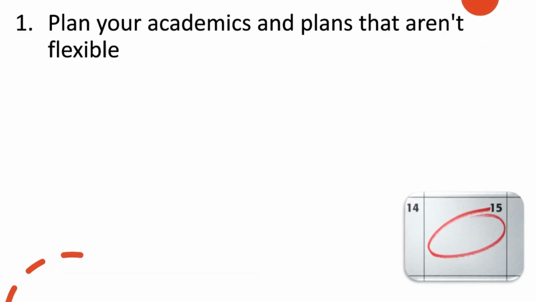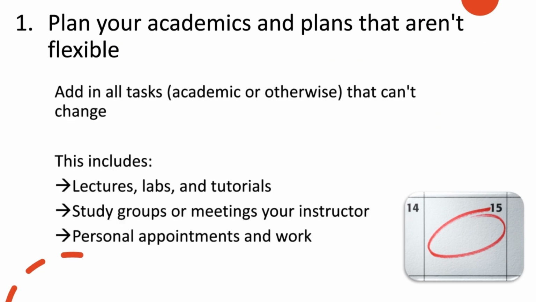So the first step is to plan your academics and plans that aren't flexible. So here you would add in all tasks, academic or otherwise, that you can't really change. So this includes things like lectures, labs, and tutorials. This could be study groups or meetings with your instructor, as well as personal appointments and work, as those are also things that you're not able to change in your schedule.